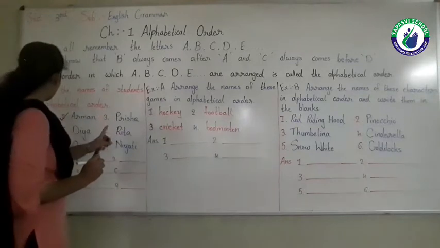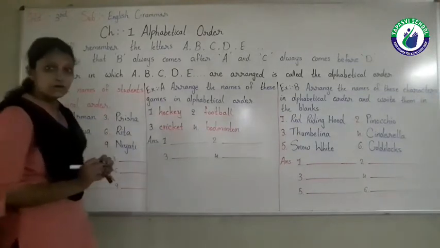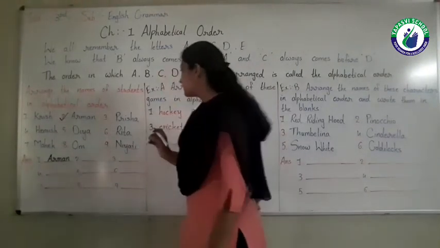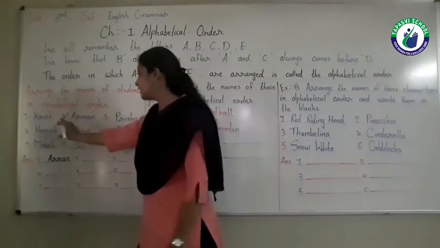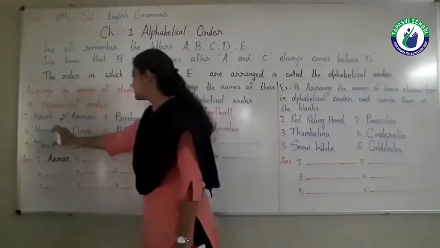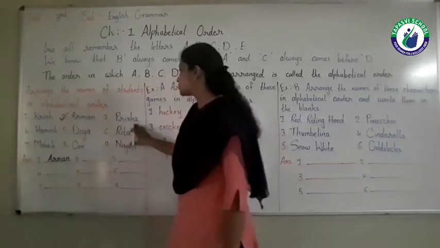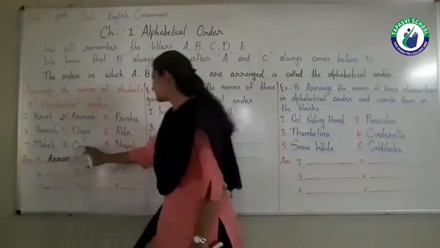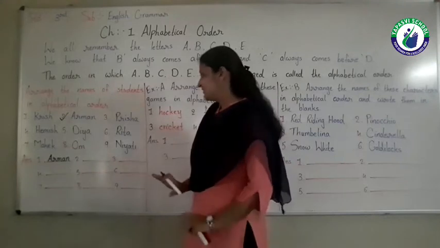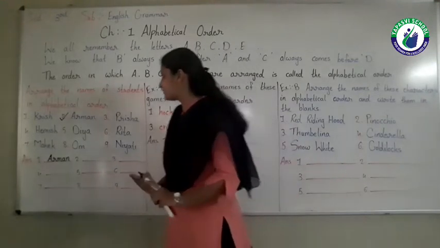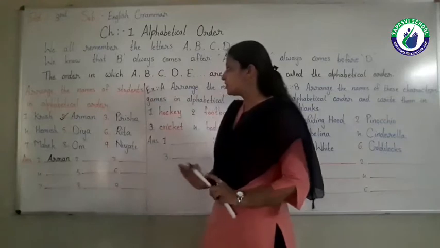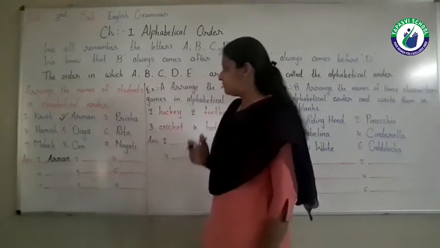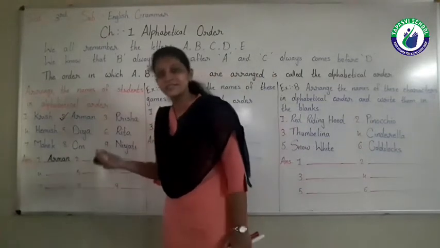starts with letter B. Any word starts with letter B. Letter B से कोई word दिया है? Look at the whole name of students. Krish, Tisha, Hamish, Diya, Rita, Mahek, Om, Niyati. Yes. Any name of student is not given that letter B. Now we will move forward on number C.